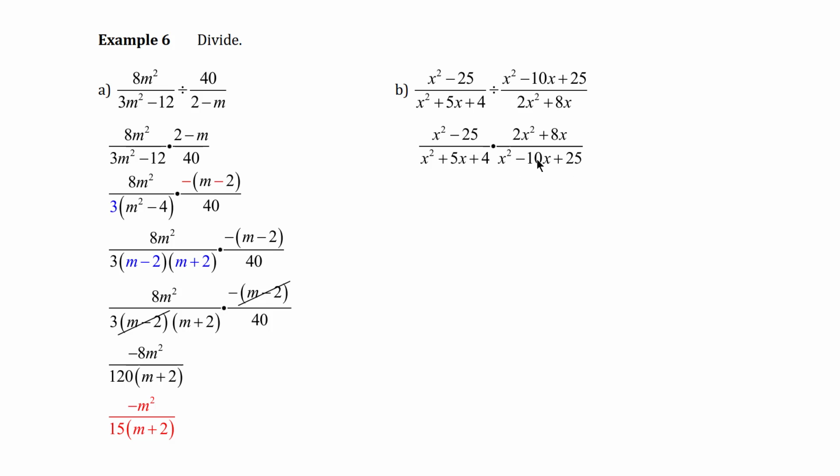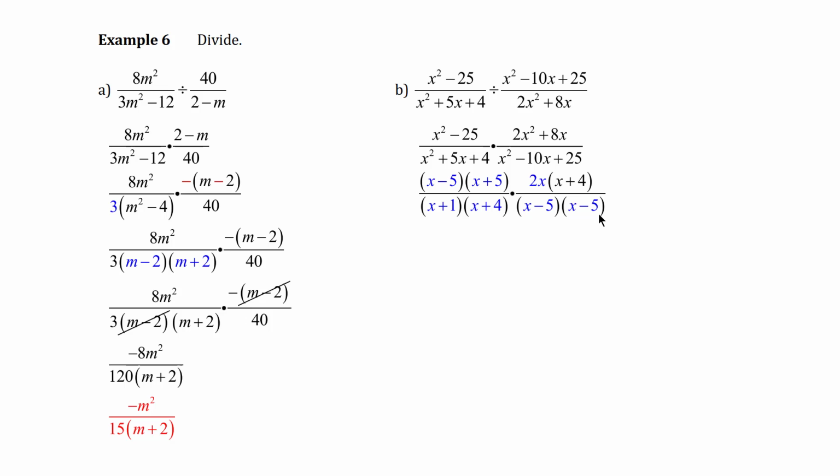Next, we simplify by factoring. The x² - 25 can be factored as a difference of squares. We could factor out a common factor of 2x from the 2x² + 8x. We could factor the x² - 10x + 25 as a perfect square trinomial, and then we could factor the x² + 5x + 4 using the x method. The result after factoring is (x - 5)(x + 5) divided by (x + 1)(x + 4) times 2x(x + 4) divided by (x - 5)(x - 5).